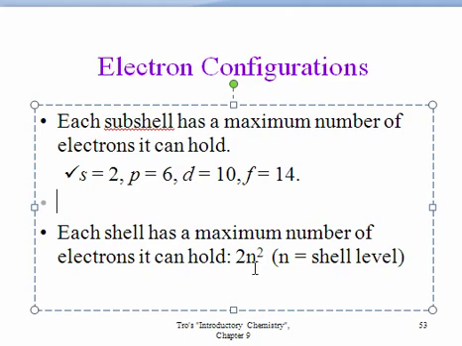Second energy level, 2 squared is 4. 2 times 4 is 8. Second energy level can hold a maximum of 8 electrons. Third energy level, 3 squared is 9. 2 times 9 is 18. That's the maximum number of electrons that can fit into a third energy level.